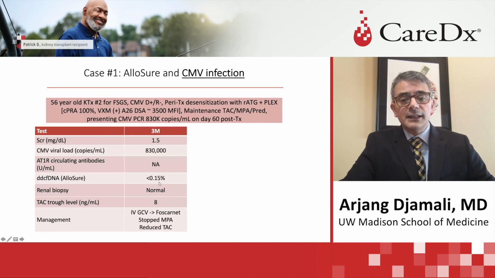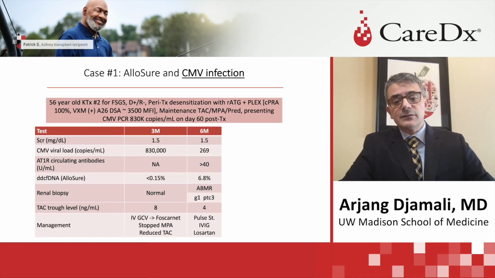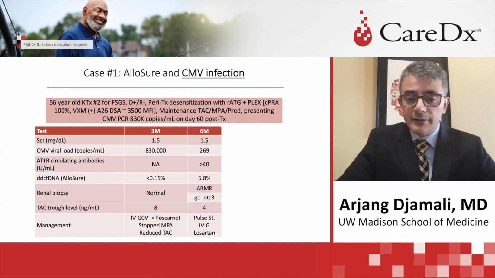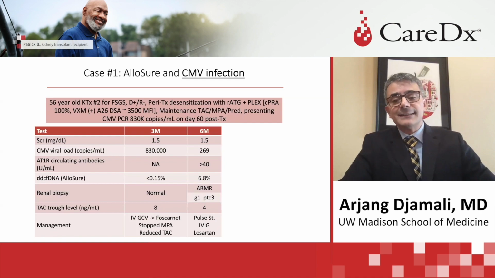Donor-derived cell-free DNA, or AlloSure, was low. We determined on a kidney transplant biopsy that there was no evidence of rejection. Because he was sensitized, we were planning to reduce immunosuppression quite significantly. As you can see here, we stopped mycophenolate, cut tacrolimus by 50%, and treated him with IV ganciclovir, which we later switched to foscarnet because of drug resistance.